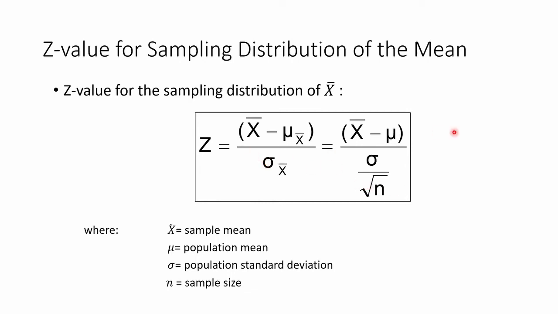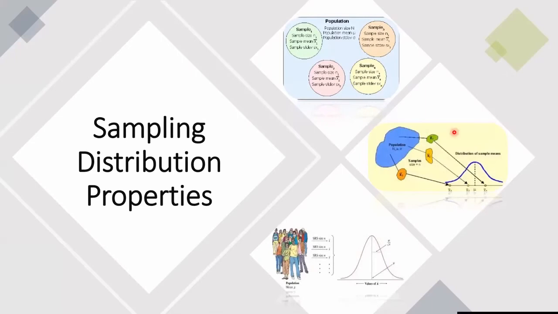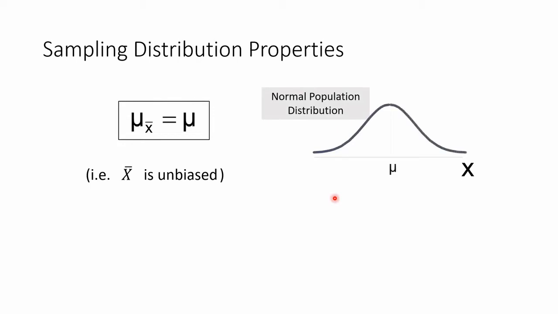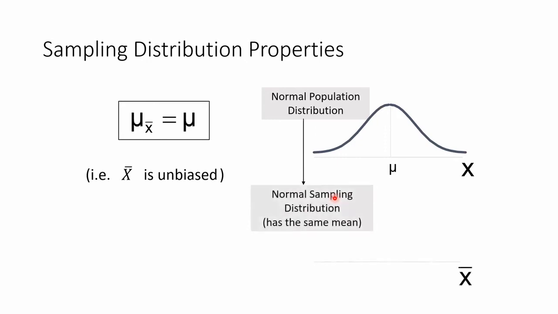So let's have a look at some of the sampling distribution properties. So mu x bar is equal to mu, which means that x bar is unbiased. So you have a normal population distribution. Let's say this is your normal population distribution, and then you convert this into a normal sampling distribution, right? So you have x bar and you have mu x bar. So you have your population distribution which is normally distributed, and accordingly you have your corresponding normal sampling distribution, right?